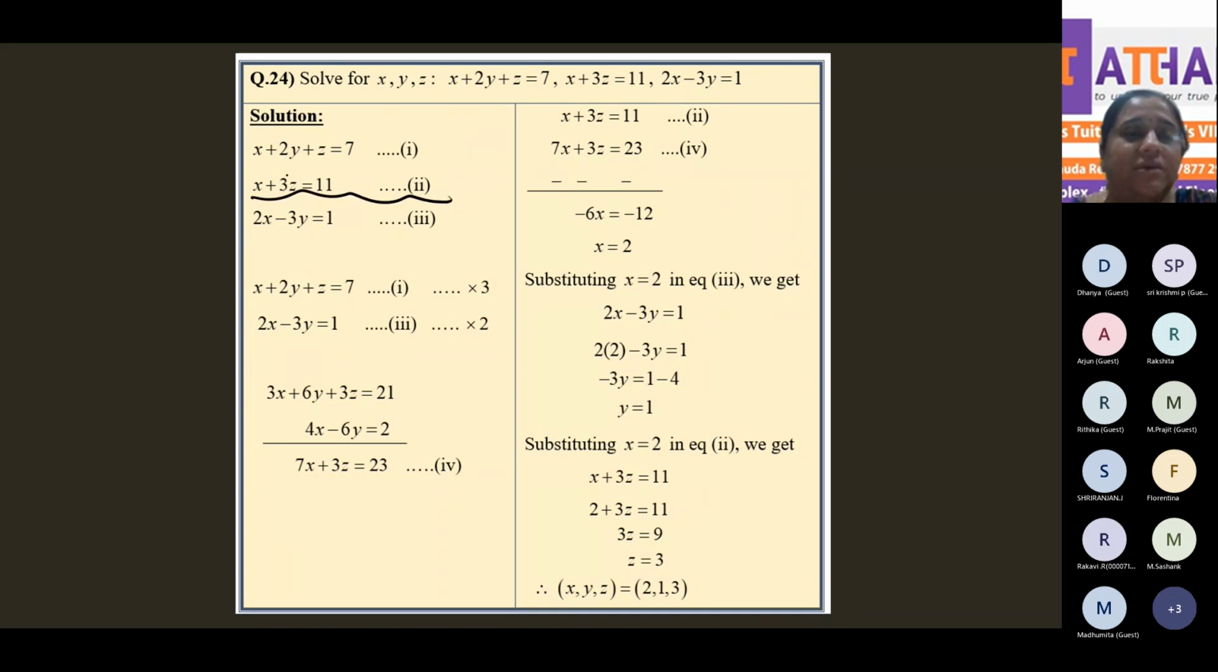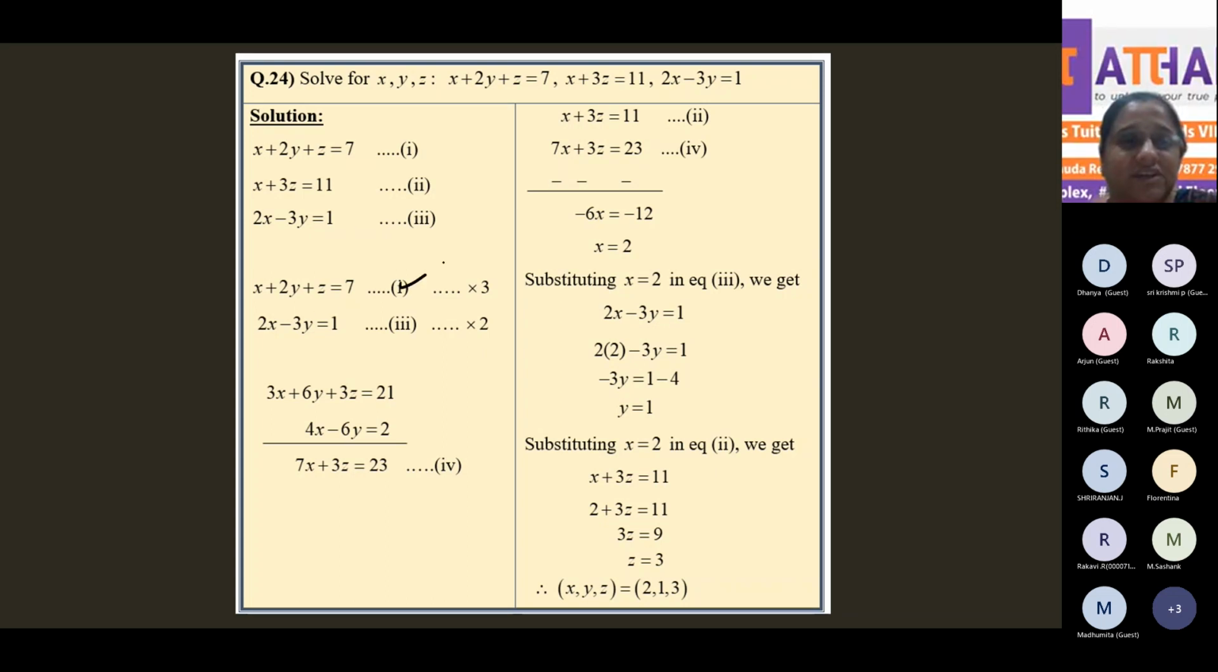Equation 2 has variables x and z. Take equations 1 and 3. Eliminate the variable y. So when you take equations 1 and 3 and eliminate the variable y, you will get a new equation in x and z. Now solve the second equation and fourth equation, which are in x and z, and find the values of x and z, and hence find the value of y. That is the idea used here.